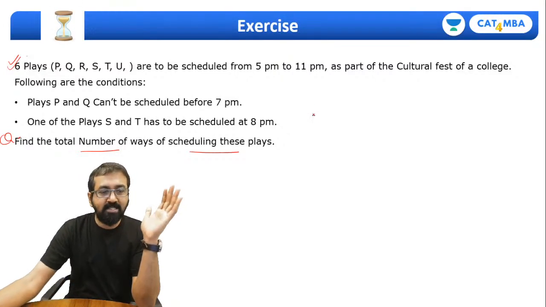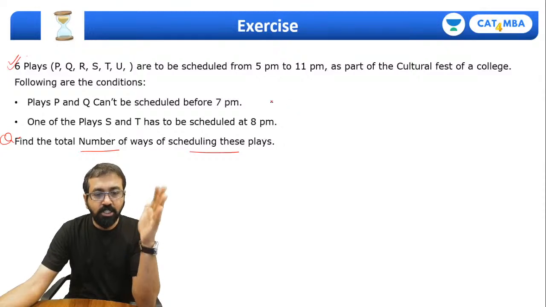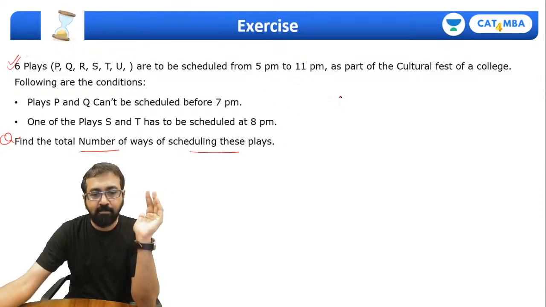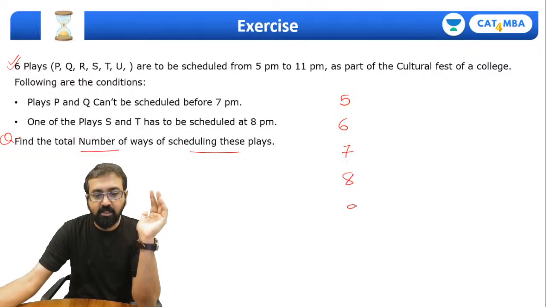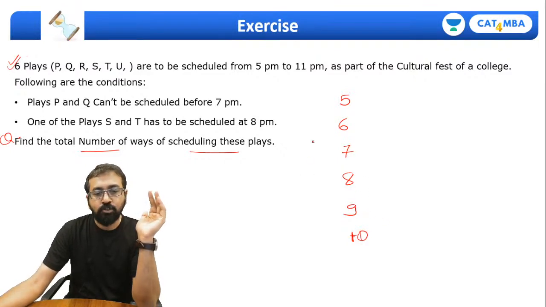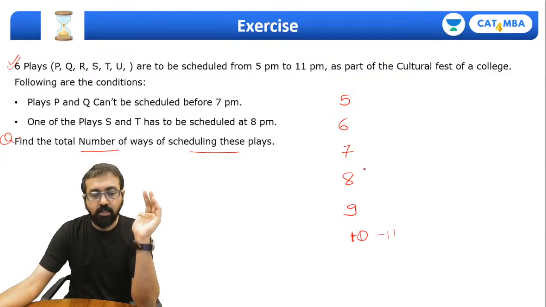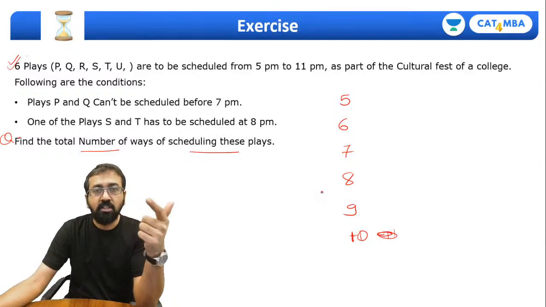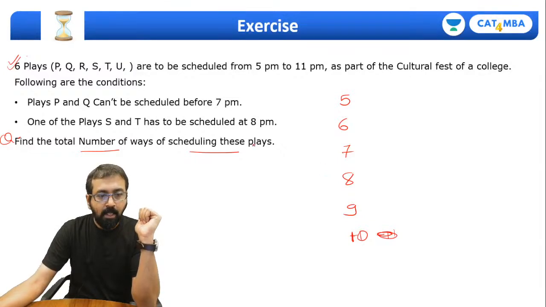So there are 6 plays P, Q, R, S, T, U to be scheduled from 5 p.m. to 11 p.m. So I can say at 5 p.m., 6 p.m., 7 p.m., 8, 9 and 10. Of course, I can say this is the 5 to 6 slot, this is the 6 to 7 slot, 7 to 8 slot, 8 to 9 slot, 9 to 10 and 10 to 11, right? So this is how it will go on from 5 to 11 p.m. I hope you are able to understand this. Why have I written 5 to 10 only? Because each slot will be of 1 hour.